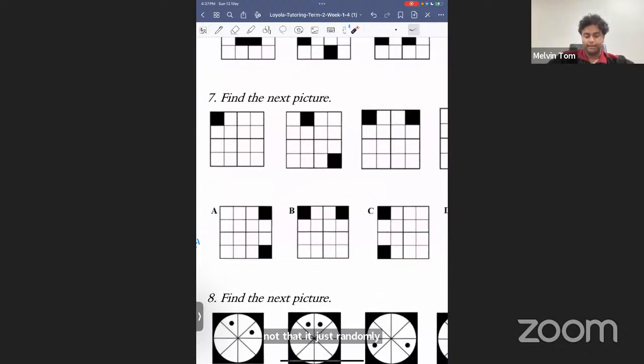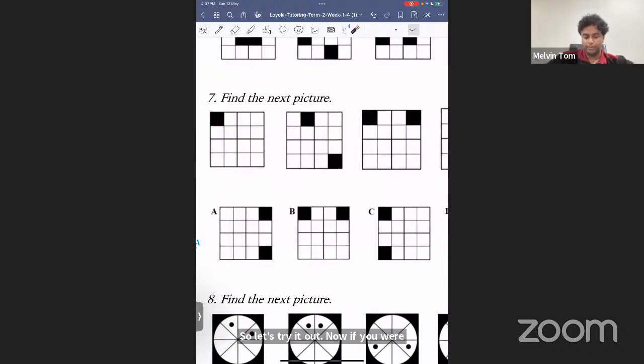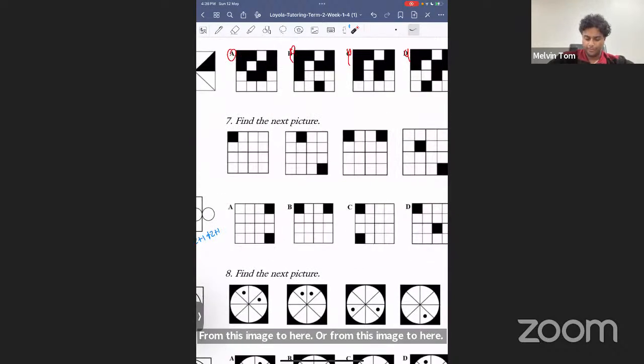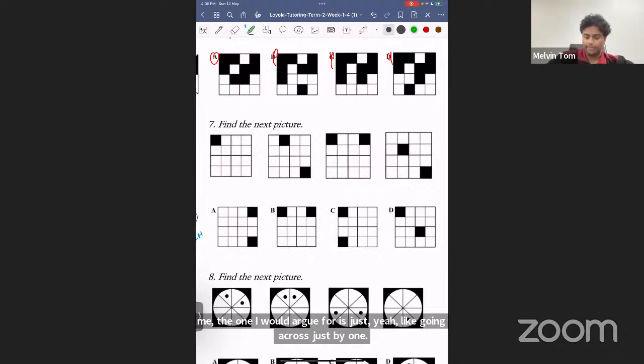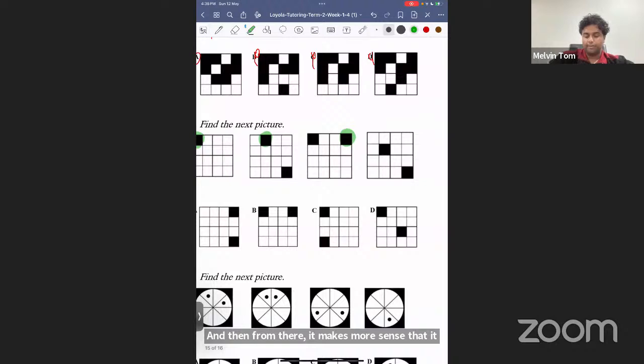So let's try it out. Now, if you were this square, where does it make most sense for you to move? From this image to here, or from this image to here? For me, the one I would argue for is just going across by 1. So let's just try it out, see if it makes sense. As Austin says, the first one, aka the closest one. Correct. And then from there, it makes more sense that it continues in that direction rather than going back to its starting position.